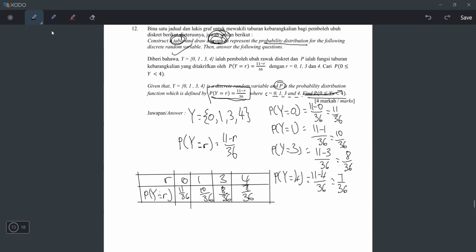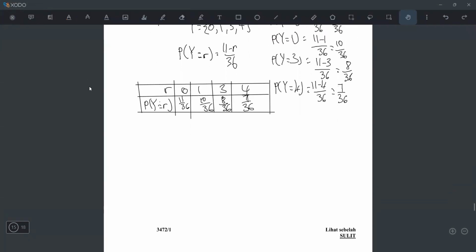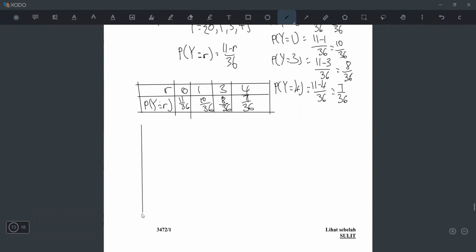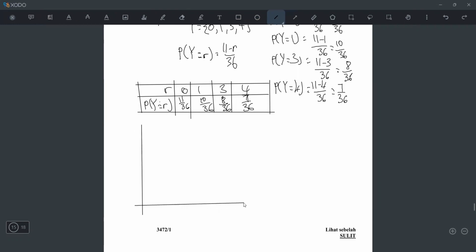But now they want me to draw graph. Okay, how to draw graph? Okay, for probability distribution graph, it's jarang keluar lah dalam exam, but you should learn how to draw. So I'll tell you now, and starting from now you remember.